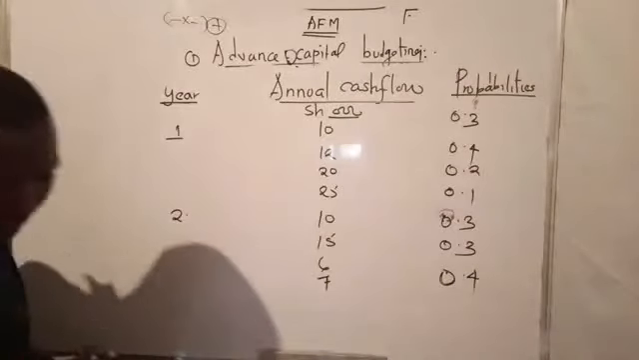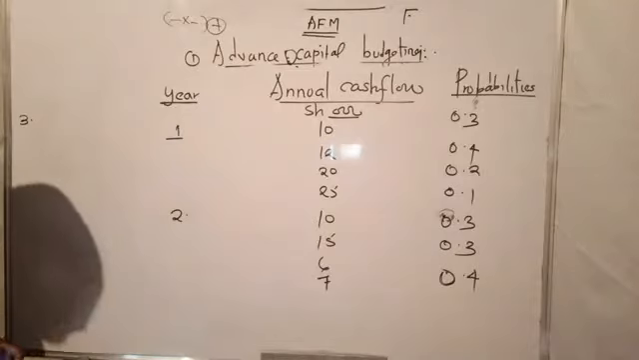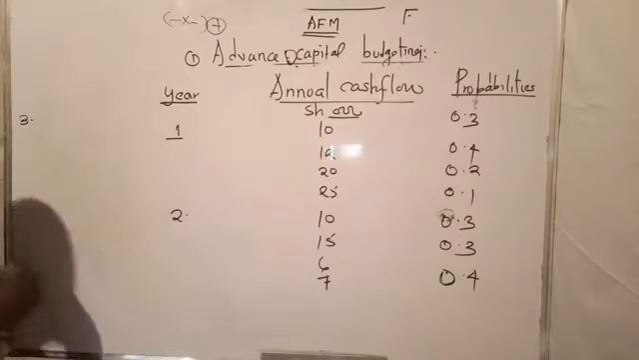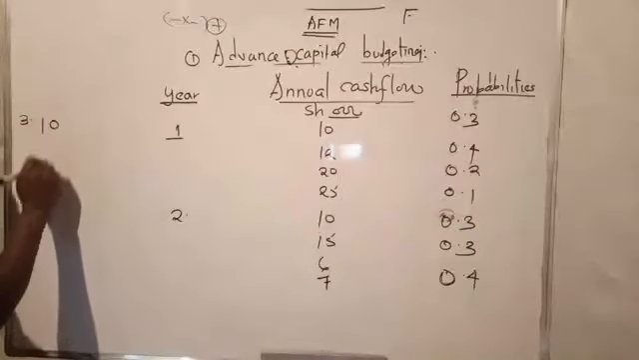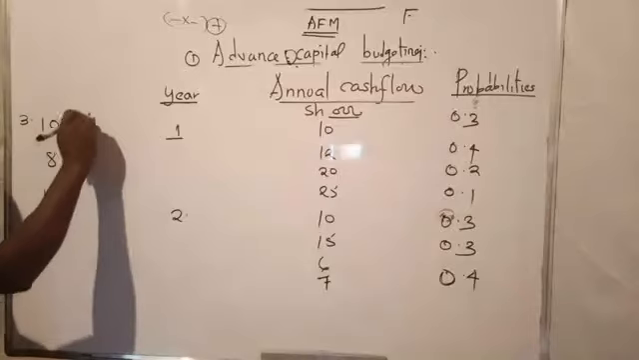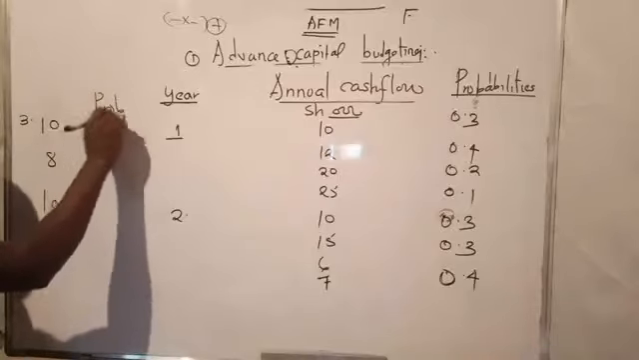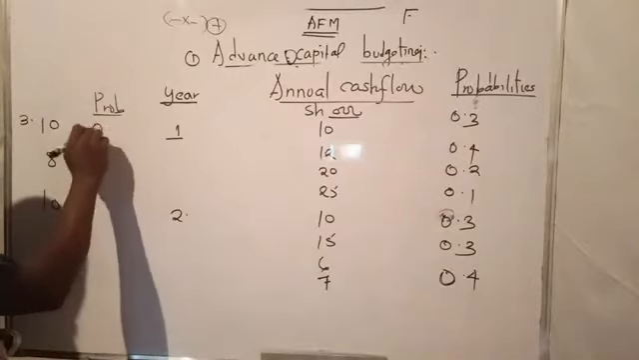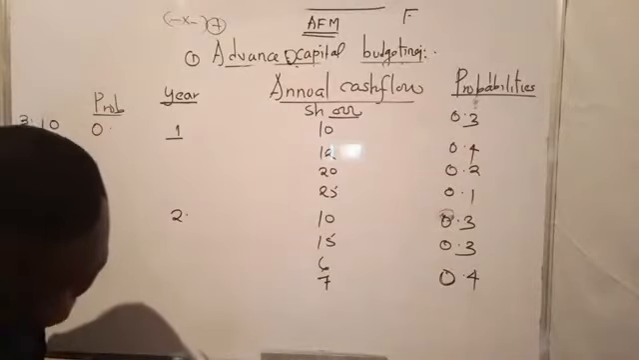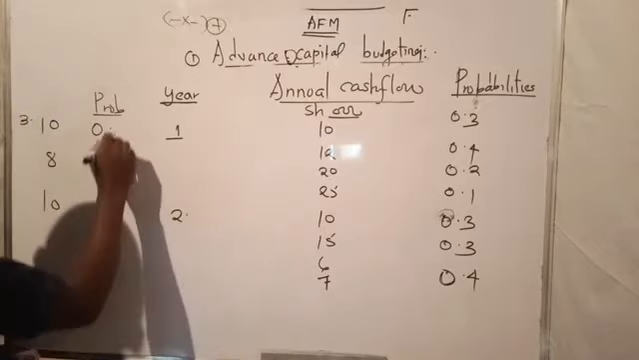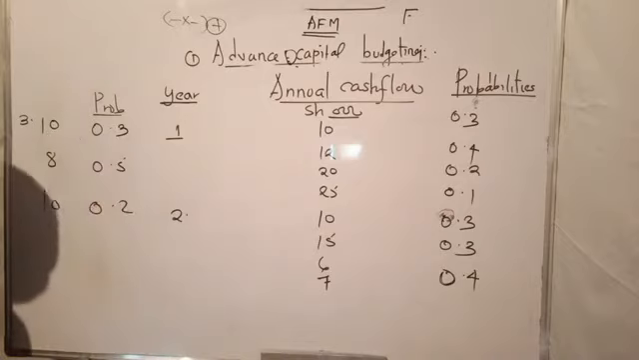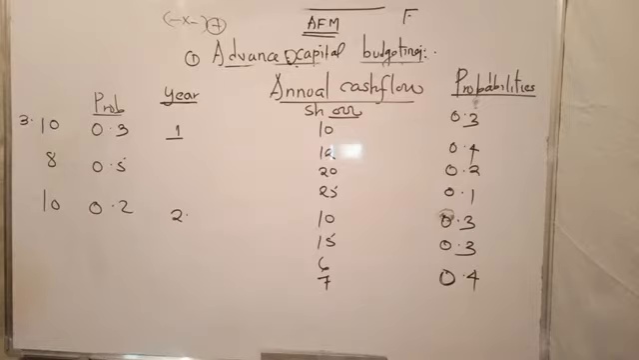Year three, we have the annual cash flows: 10, 8 or 10, with probabilities 0.3, 0.5, and 0.2. So that is the illustration.